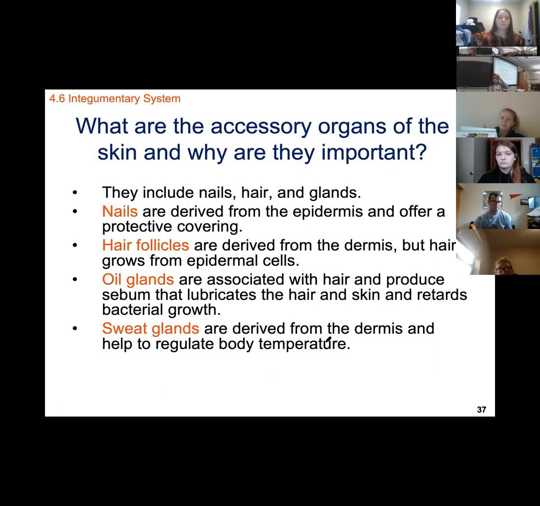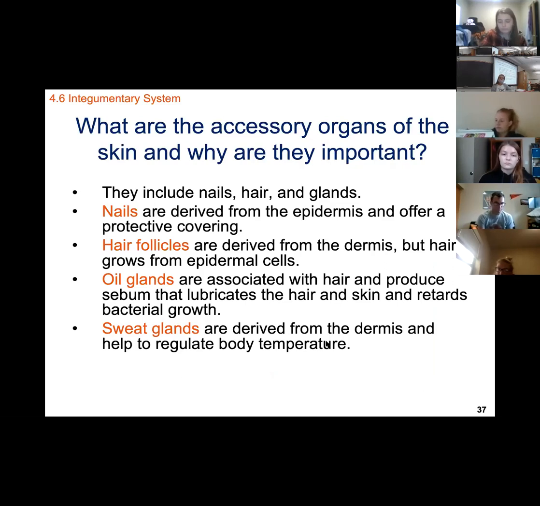What are some accessory glands of the skin and why are they important? You probably are very aware of your nails, your hair follicles, your oil glands, and your sweat glands. These are important for different reasons. Your nails are derived from the epidermis, which is that first layer of skin, and they offer protective covering.